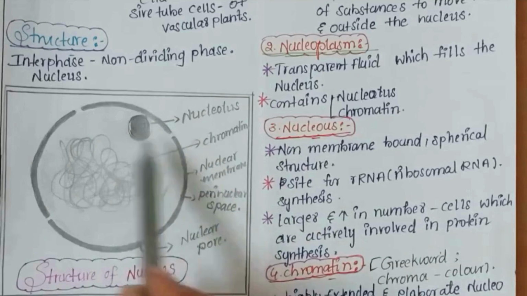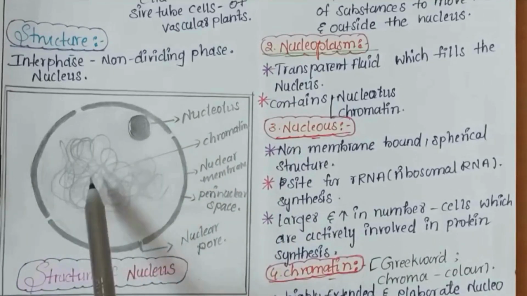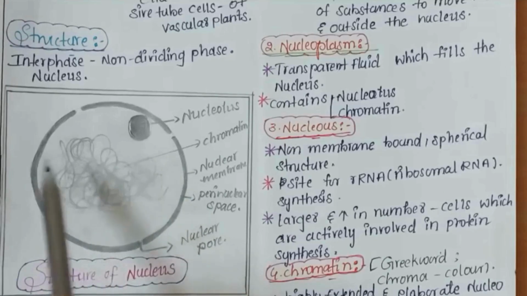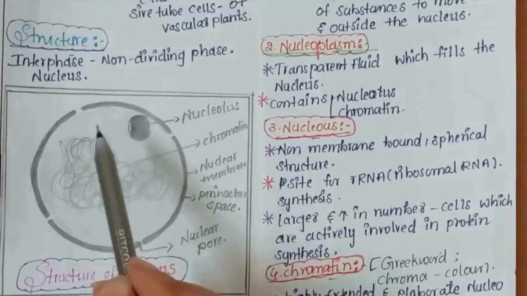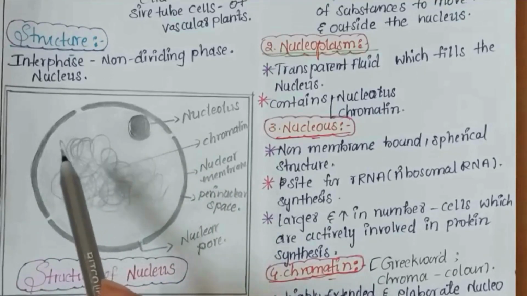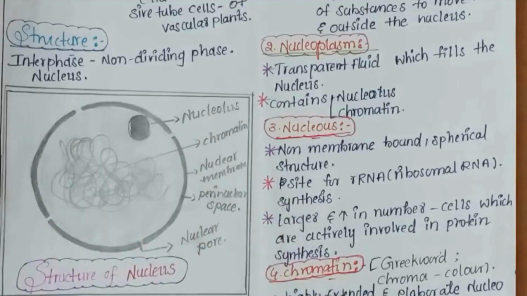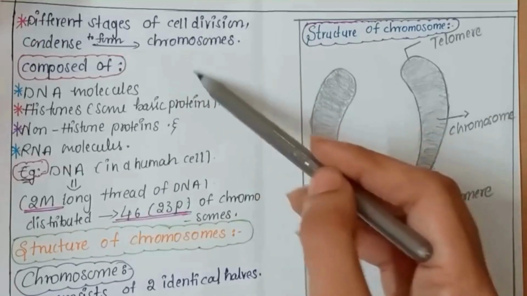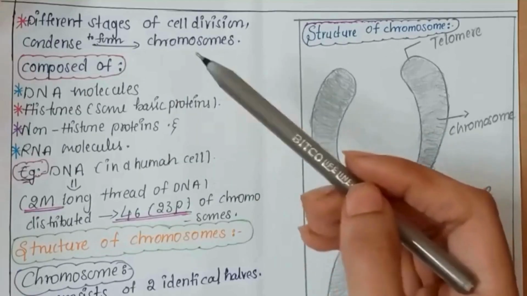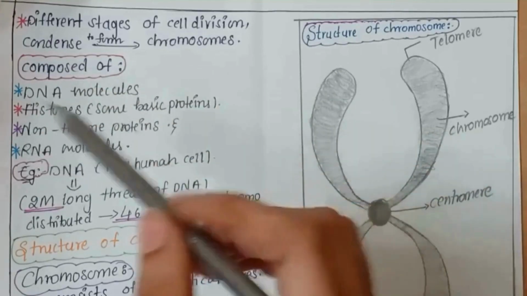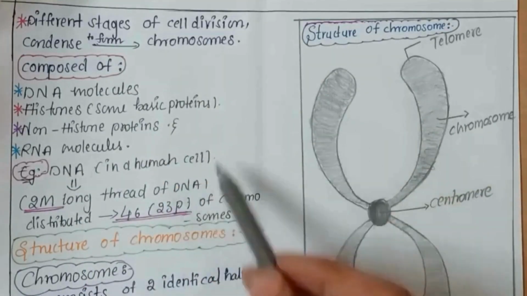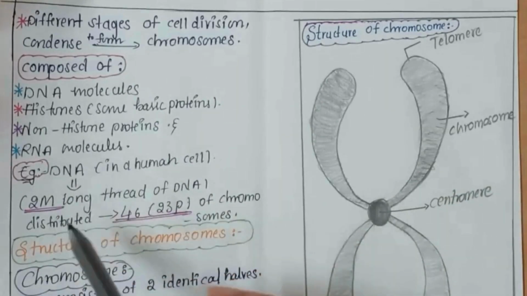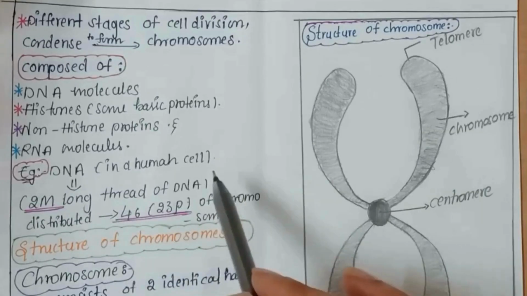Coming to the chromatin material, it's a Greek word where chroma means color. It is a highly extended and elaborate nucleoprotein fiber. It was named by scientist Flemming based on its ability to stain with some of the basic dyes. This chromatin material is composed of DNA molecules, some basic proteins like histones, non-histone proteins, and RNA molecules. In the human cell, the DNA, which is a 2 meters long thread-like structure, is distributed among 23 pairs of chromosomes.